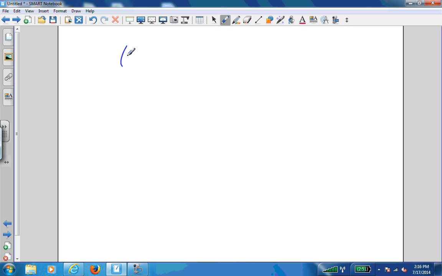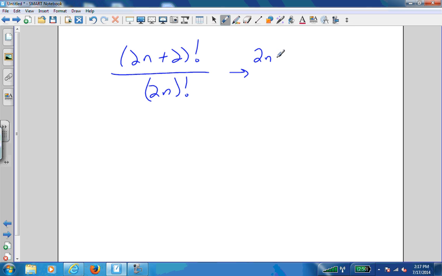We'll look at another example, 2n plus 2 factorial over 2n factorial. Let's take the largest one and break it down until we get to the level of the smallest one. What do I mean by that? If we expand the numerator, that's 2n plus 2 times the next smallest integer, which would be 1 less. So if we take 1 away from this, that'd be 2n plus 1. The next smallest one would be 2n.